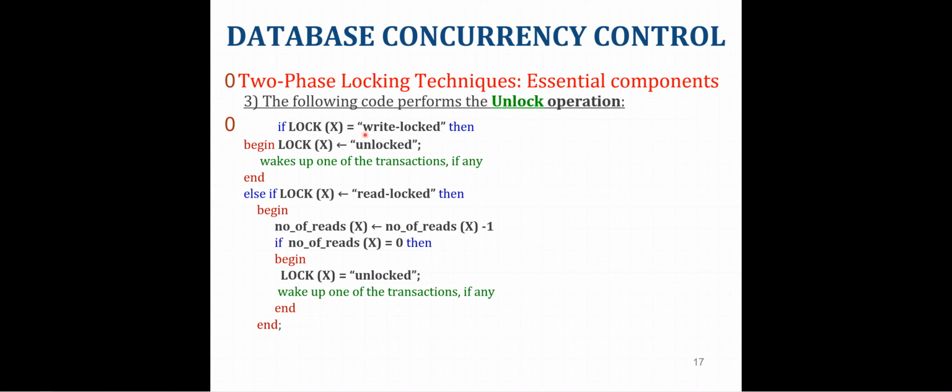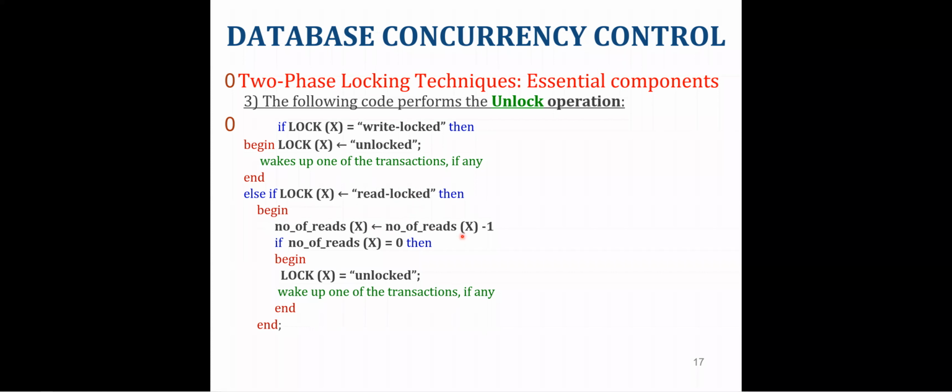So if lock X equals write locked, then you can just start by unlocking. If you are finished with the write locked, you can just unlock it. You will assign unlocked, and you will make sure there is no other transaction waiting. The lock manager will go back and check if there are any transactions waiting. If there are some transactions waiting, then it will check who is going to be the first to execute.